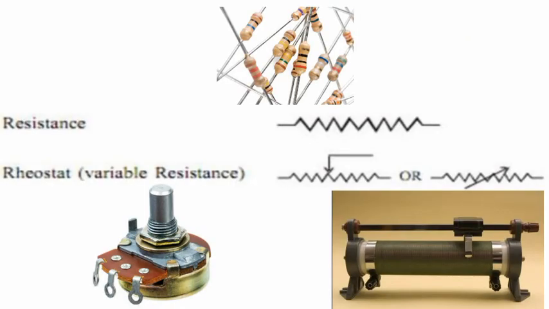The next one is a resistor. A resistor is a component used to create a resistive, or opposing, ability for the flow of current, and it is represented in this way. Types of resistors include the variable resistor, represented in this way, and another type of variable resistor, the rheostat. The representation of the rheostat is in this particular manner.